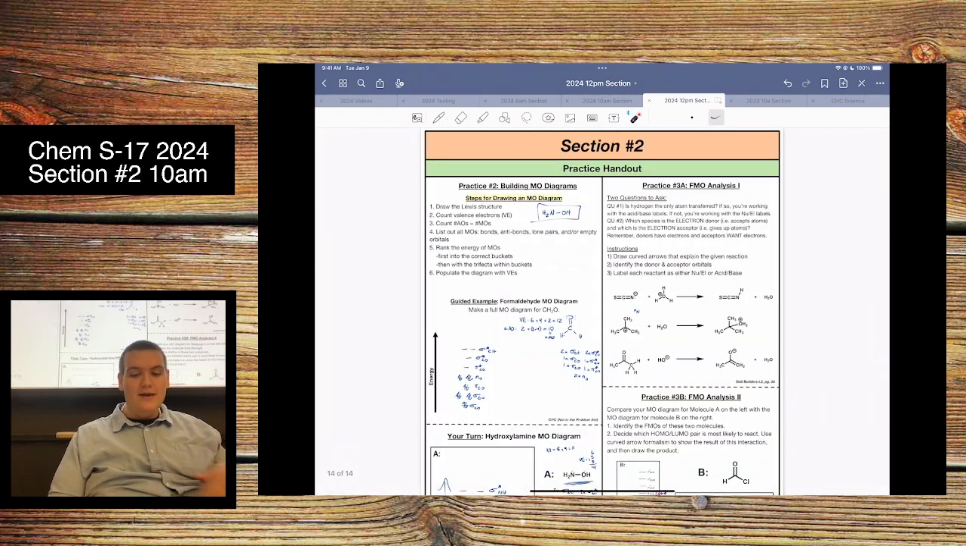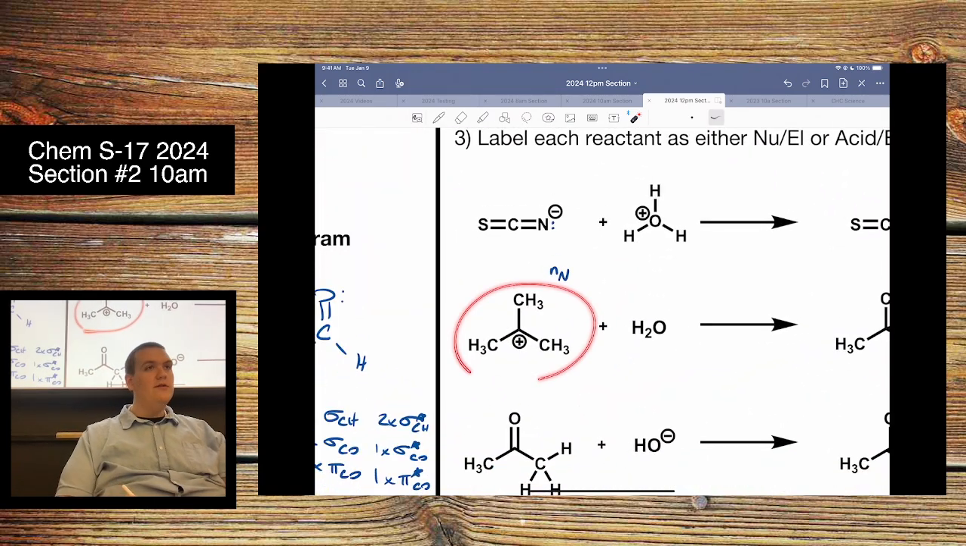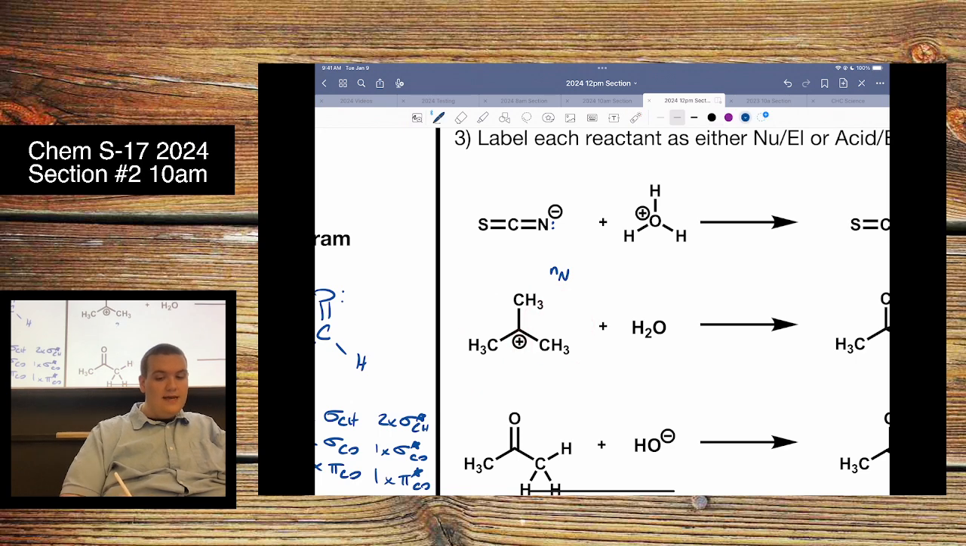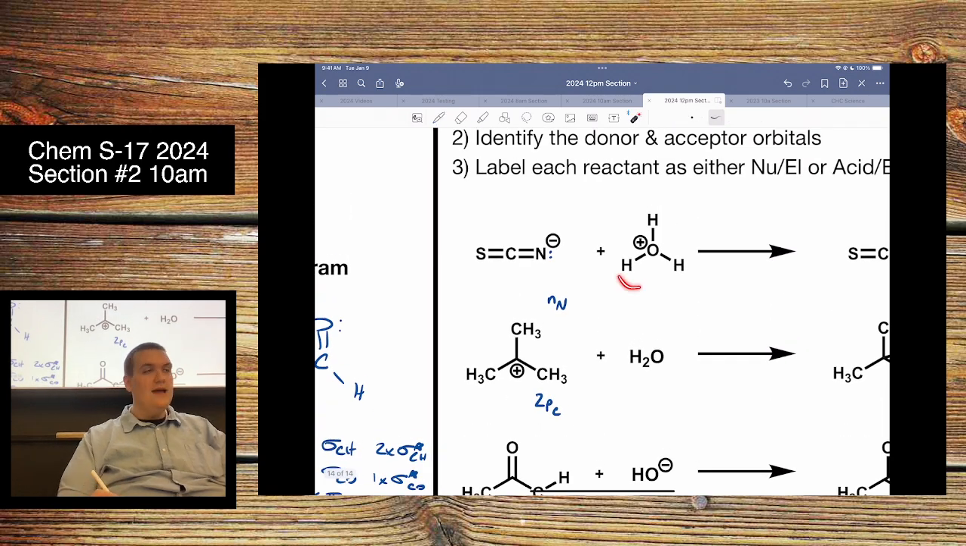But if we look for an acceptor orbital, what's a good acceptor orbital on this molecule? Say again? The central carbon, and what's the orbital? An empty, vacant p orbital. So we would just say a 2p orbital on carbon. Great, cool. And then this doesn't have any empty orbitals. It doesn't have any pi bonds, so no pi stars. So what's its best acceptor orbital that it could have?